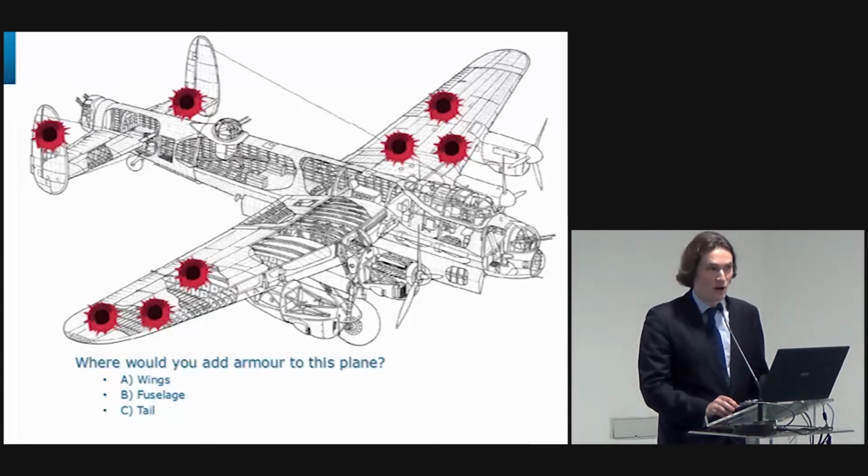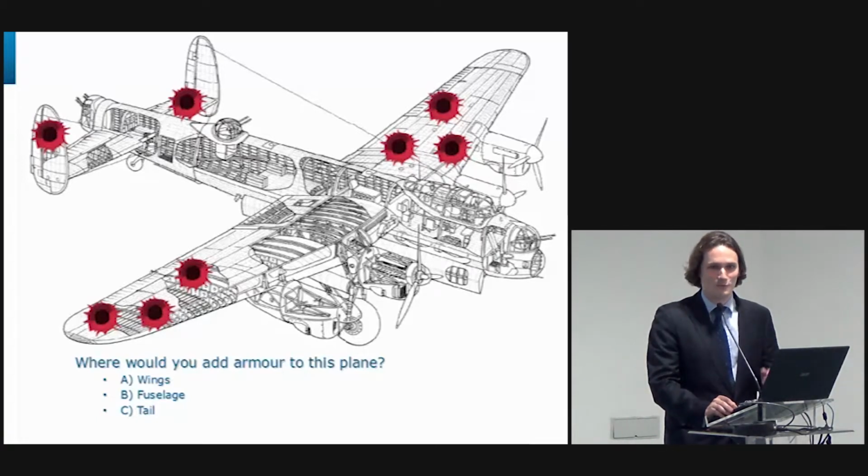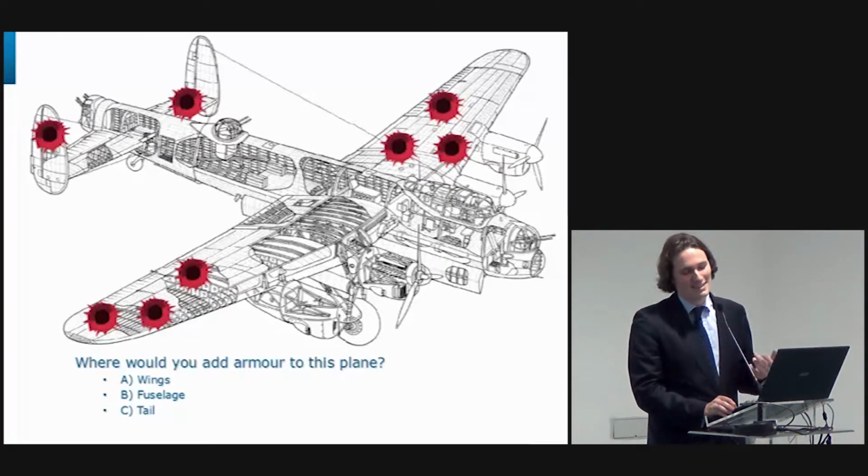And who would add more armor to the tail? You're a very reticent audience. Should we have one more try? Let's have everyone have a hand up. Who would go for wings? One. Who would go for fuselage? Come on, panel, lead the way. A couple for fuselage, and who would go for tail? It's a pretty even split.